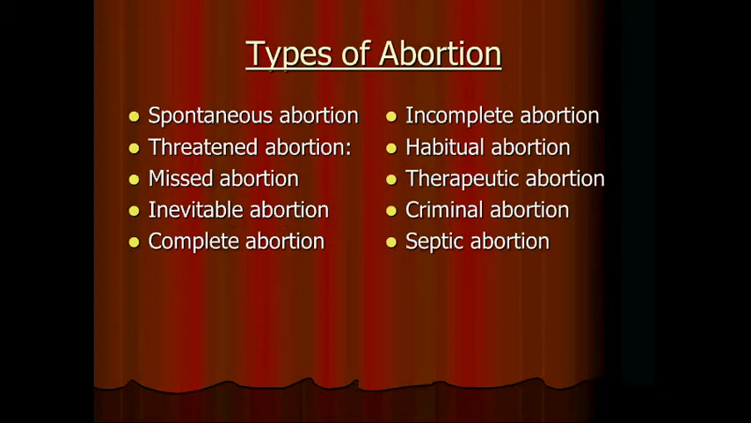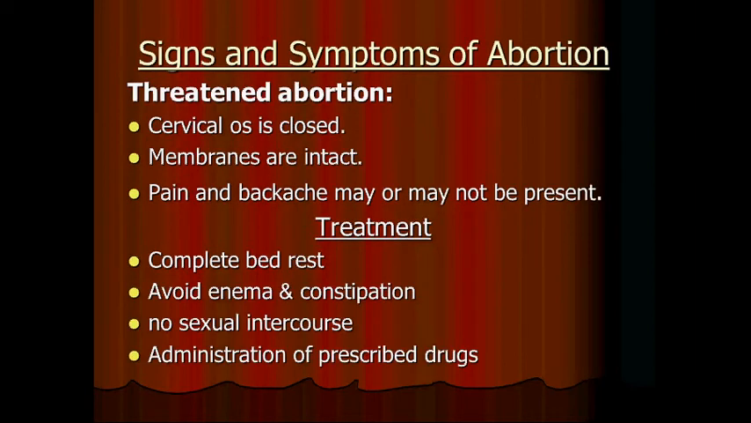Types of abortion: spontaneous abortion, threatened abortion, missed abortion, inevitable abortion, complete abortion, incomplete abortion, habitual abortion, therapeutic abortion, criminal abortion, septic abortion. Signs and symptoms of abortion.